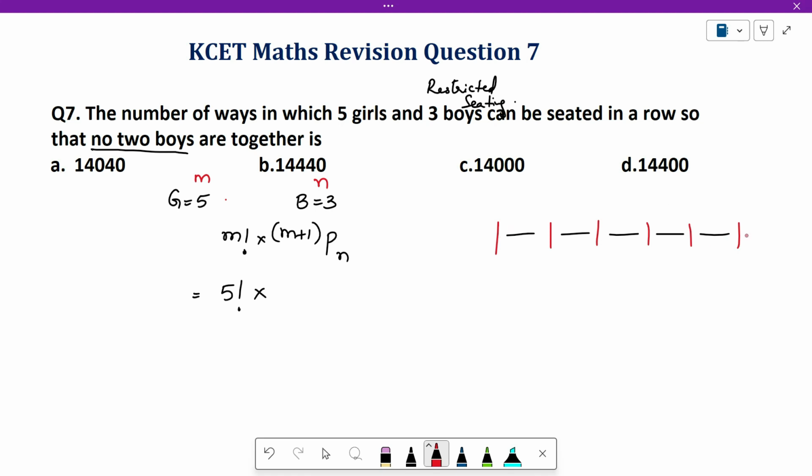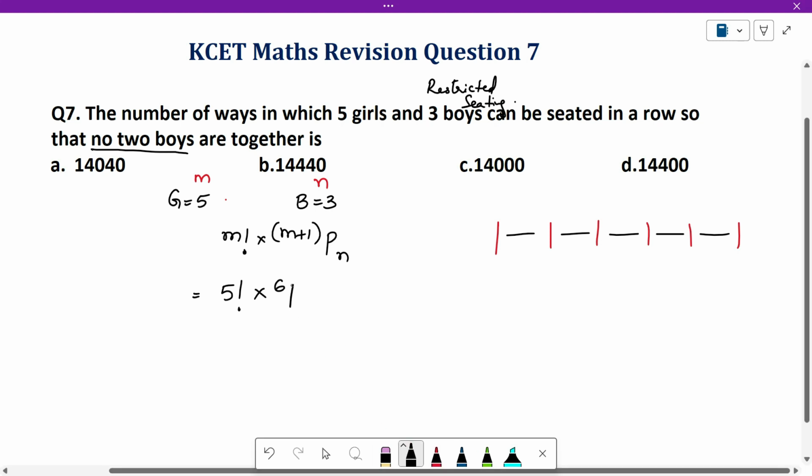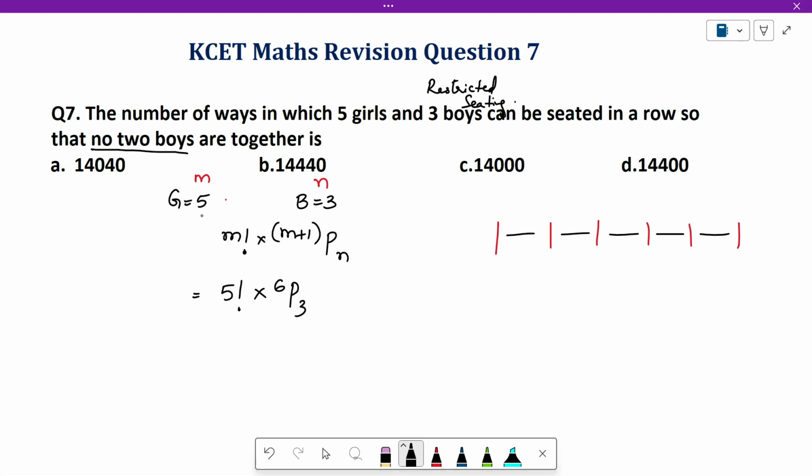Out of these 6 alternate positions, how many are we supposed to choose for seating? So there are 3 boys, therefore we need 3 positions. So out of 6 positions, we need 3 positions. So for the group that does not have restriction, that's your factorial, and then plus 1 will be the number of alternate positions. In that, how many people are there in the restricted group? That is your N. So simplify this, and this will be our answer.